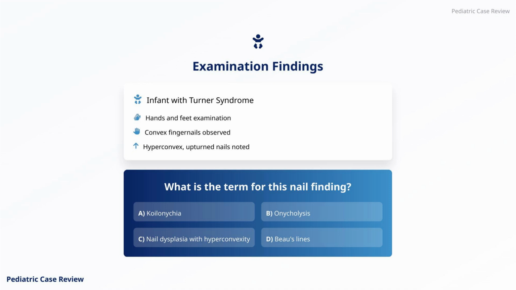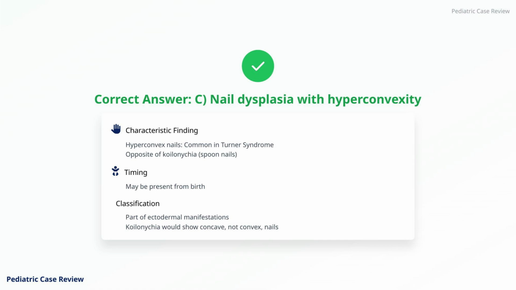An infant with Turner syndrome undergoes hands and feet examination. Convex fingernails are observed with hyperconvex, upturned nails. What is the term for this nail finding? Option A, koilonychia. Option B, onycholysis. Option C, nail dysplasia with hyperconvexity. Option D, Bowes lines. The correct answer is C, nail dysplasia with hyperconvexity.